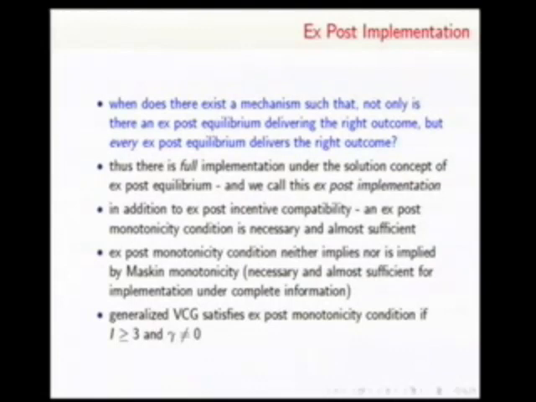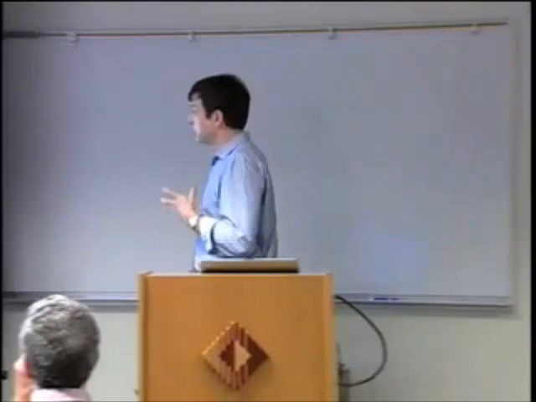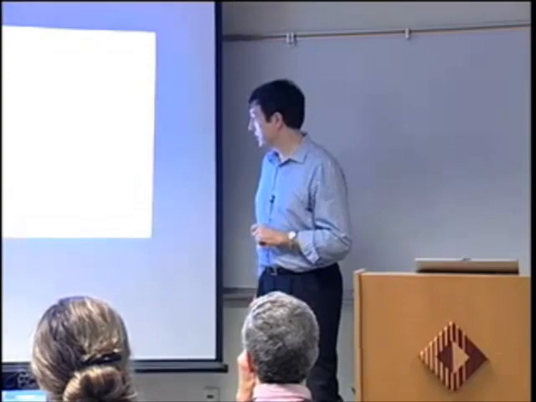Now, of course, Maskin monotonicity is the notion for complete information. Interestingly, even though the notion of ex post has a flavor of complete information, as you have suggested, the condition of ex post monotonicity is neither implied by nor does it imply Maskin monotonicity. In particular, in our example, surprisingly, the direct mechanism, namely the generalized BCG mechanism, in fact satisfies the ex post monotonicity condition as long as we have interdependent values and as long as we have three or more agents. So that's a strong implementation condition, even in the direct mechanism, which is a little bit surprising.